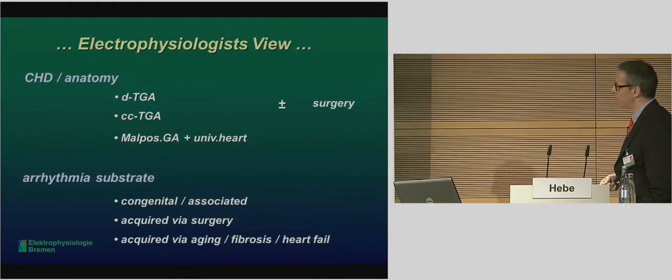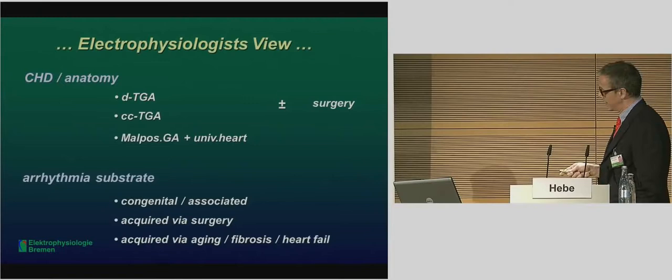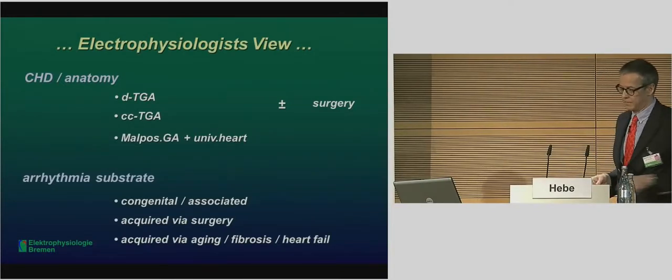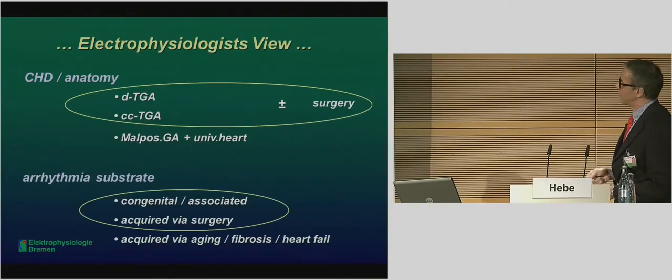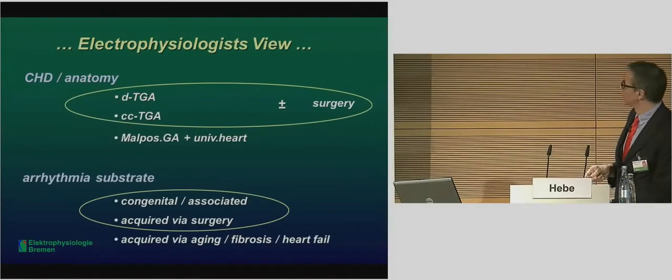This is the big group of arrhythmias we are dealing with, on the atrial and on the ventricular level, and here we are forced to find critical regions. And we have a growing group: the older this group of patients becomes, the more arrhythmias are acquired via aging, myocardial aging, fibrosis, and all the effects of heart failure. I concentrate in this presentation on the 2 groups I mentioned before: transposition of the great arteries, detransposition and congenital malformation, and the congenitally given and acquired by surgery.